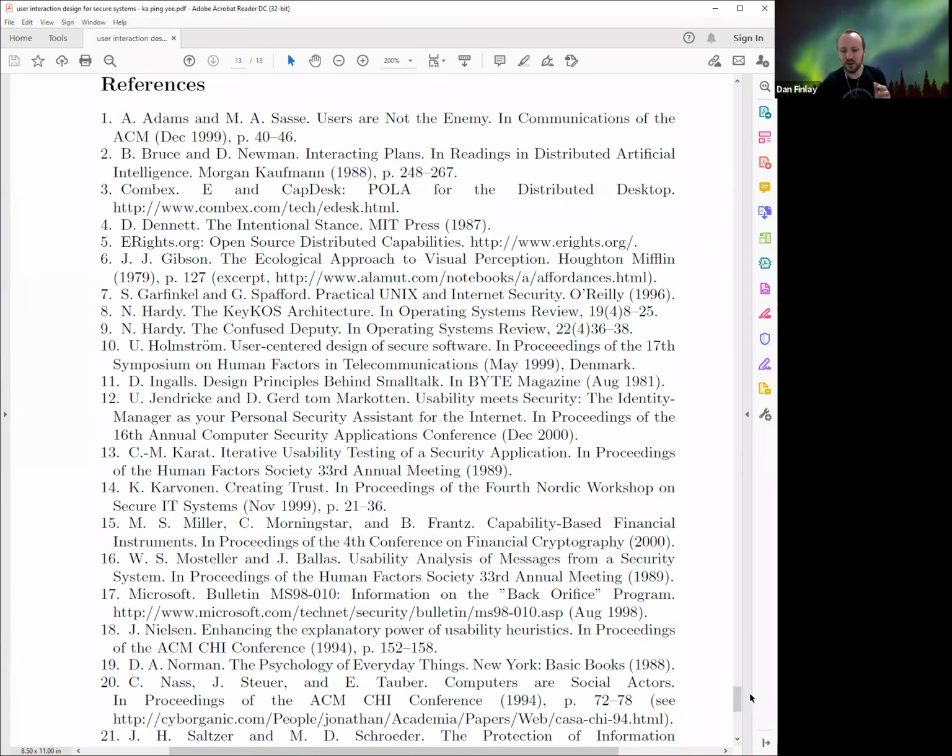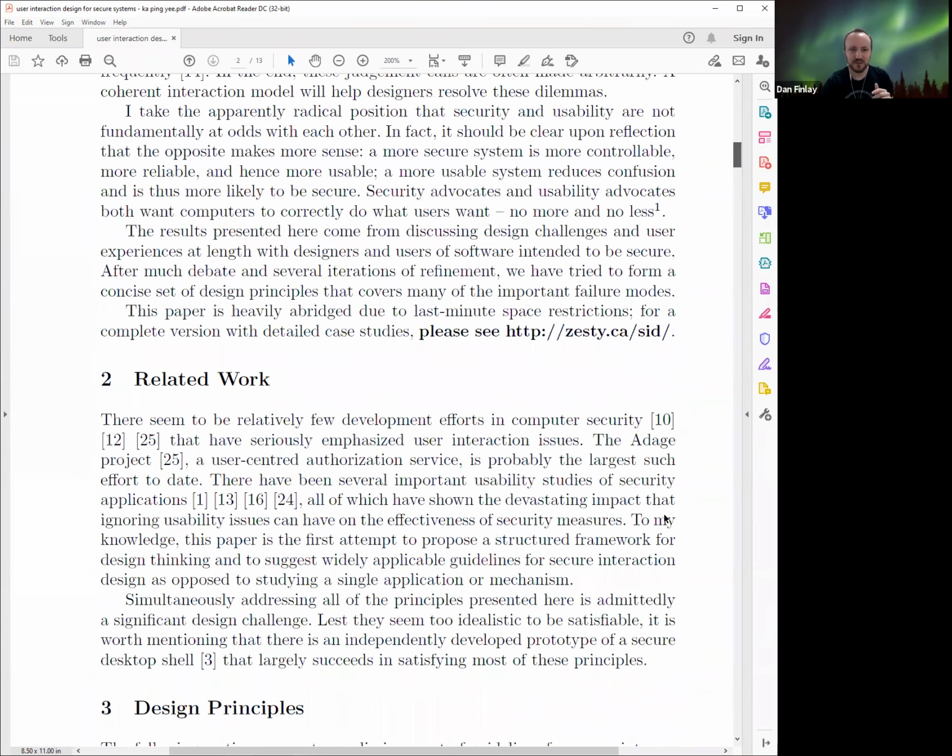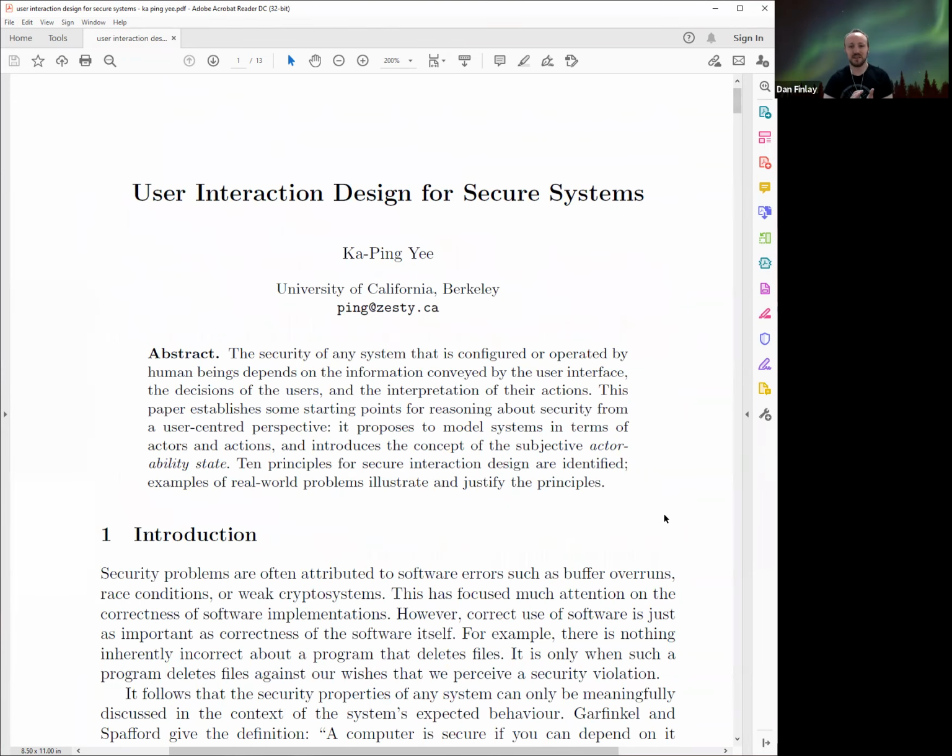Cool. Well, I hope that you've enjoyed this reading of user interaction design for secure systems by Ka-Ping Yee. I know that I've enjoyed this one every time I go through it. Hopefully it's resulted in some interesting thoughts and conversation, and I may do another one of these in the future.